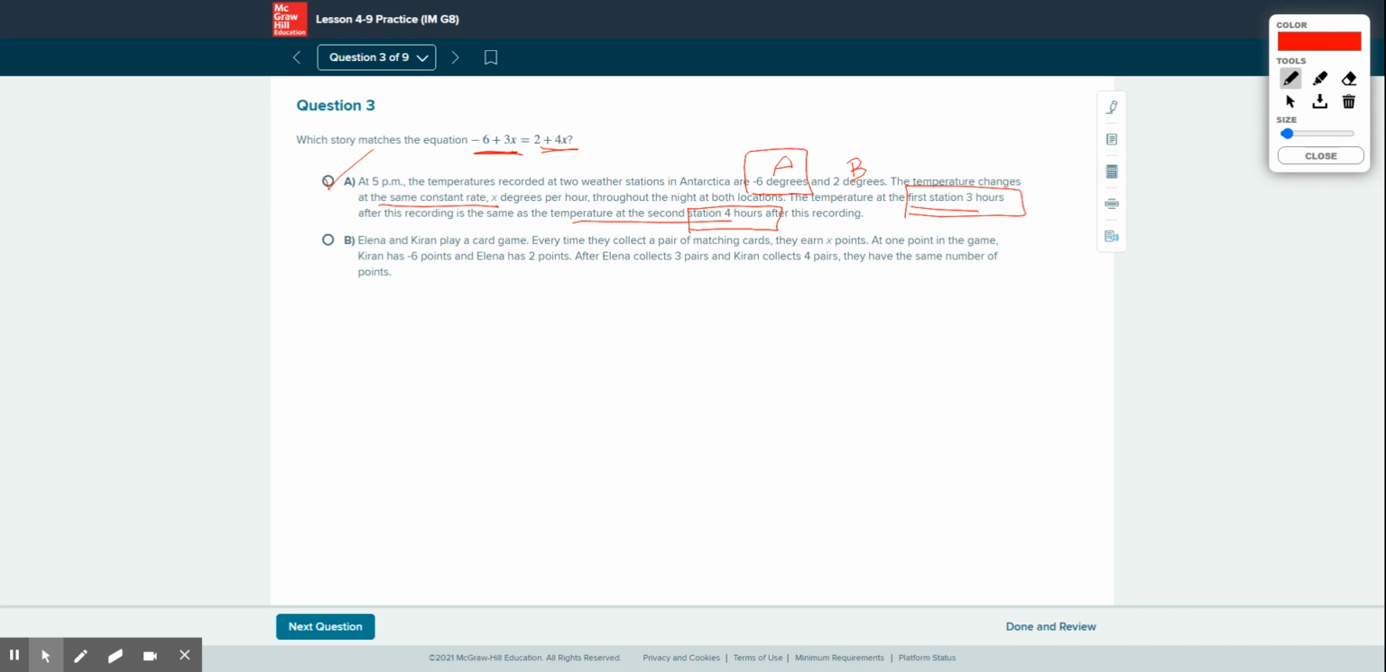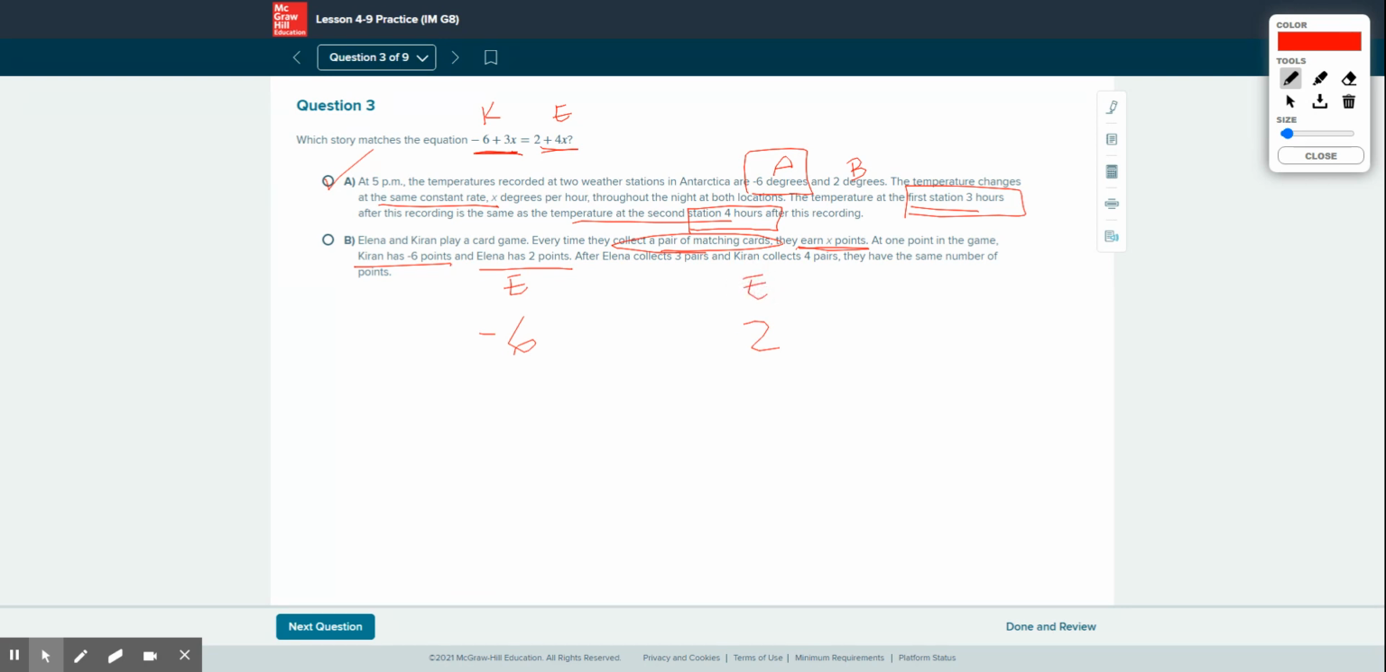Elena and Kieran play a card game. Every time they collect a pair of matching cards, they earn X points. Cool. So each pair is X points. At one point in the game, Kieran has -6 points. Elena has 2 points. Okay, makes sense. That tells us that this side over here is Kieran, this side is Elena. So we have -6 for Kieran, and Elena has 2 points.